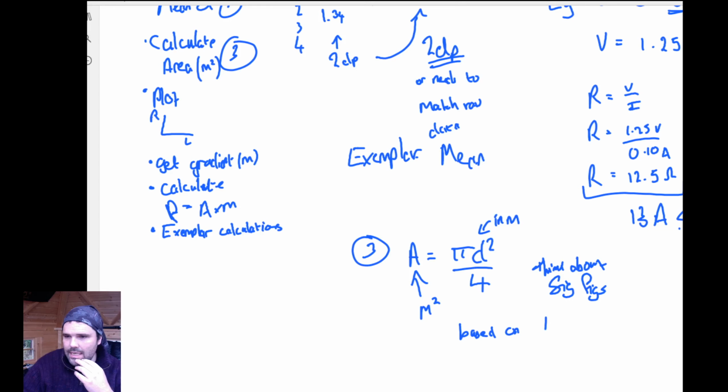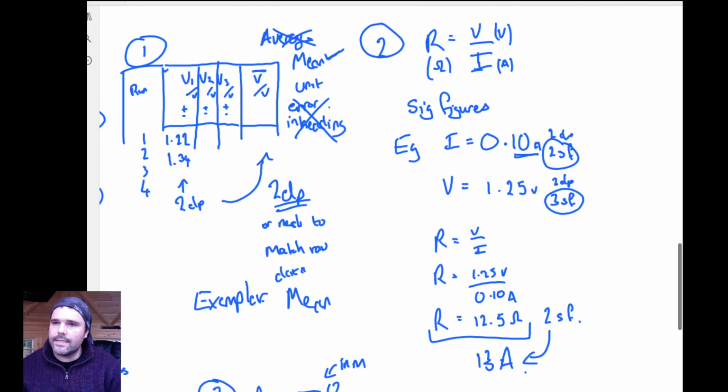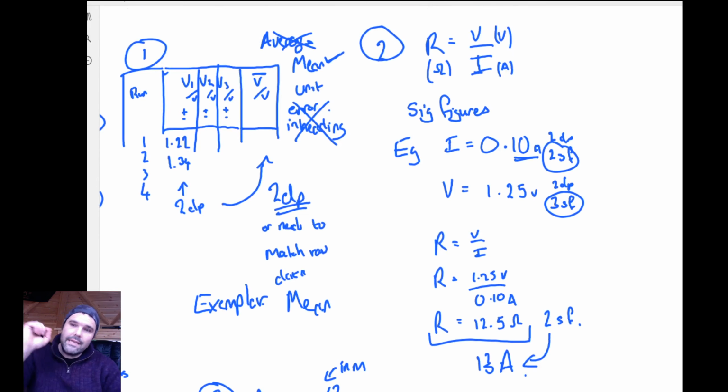Obviously, our value for A is based on the mean value for D. Likewise, our resistances that we calculate up here use our mean values for V and I. You don't want to be calculating 5 different resistances, or 3 different resistances. You just, one mean value for V gives you effectively a mean value for R.